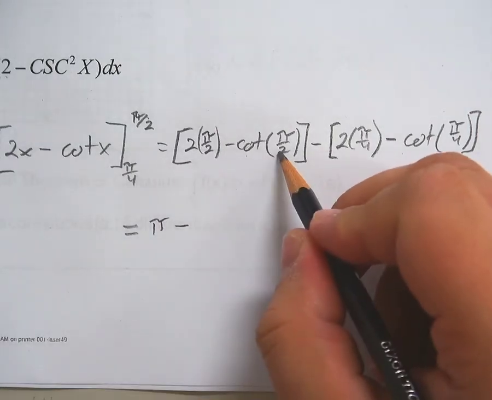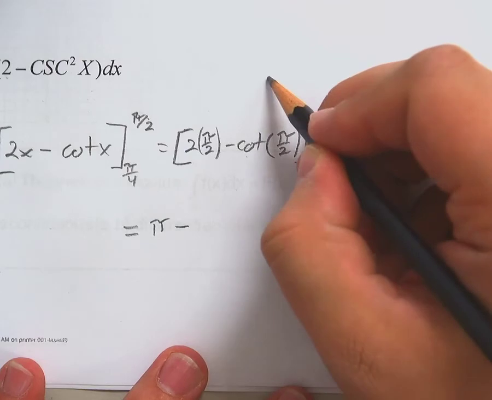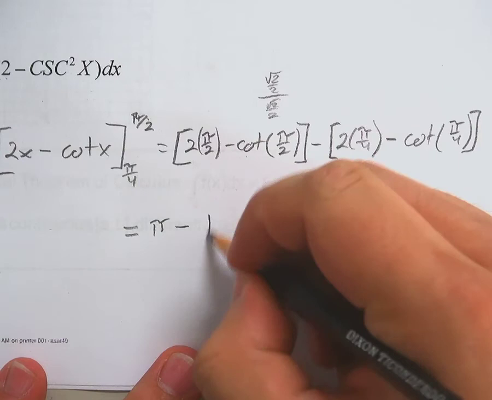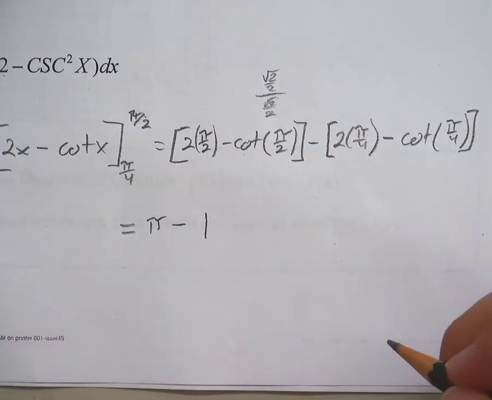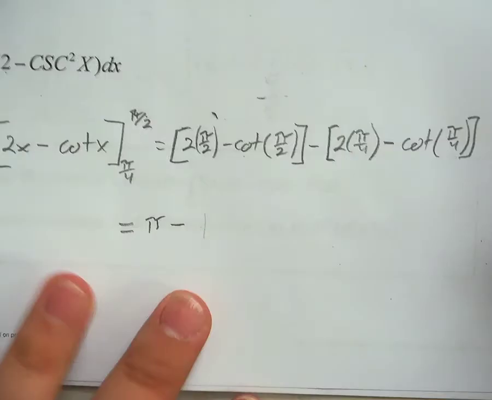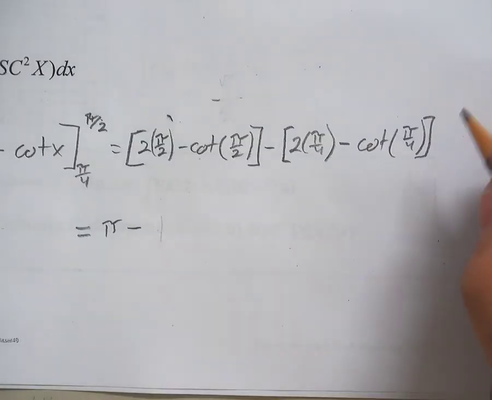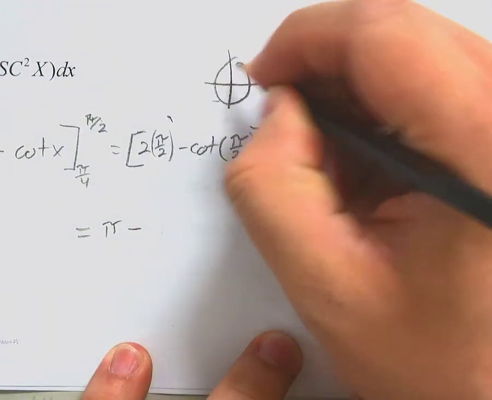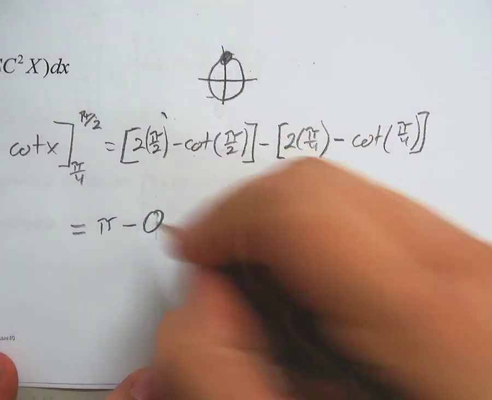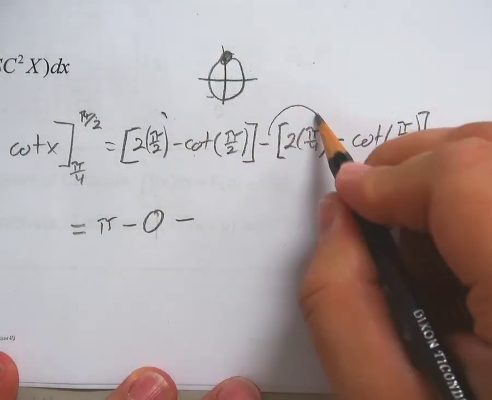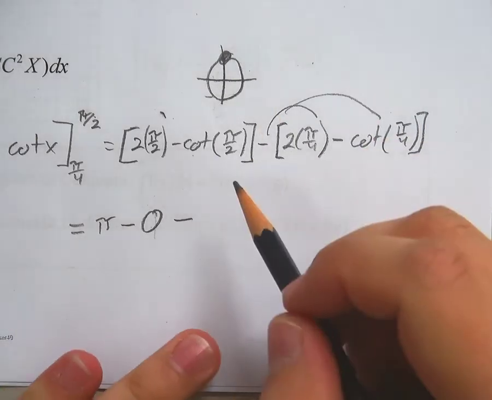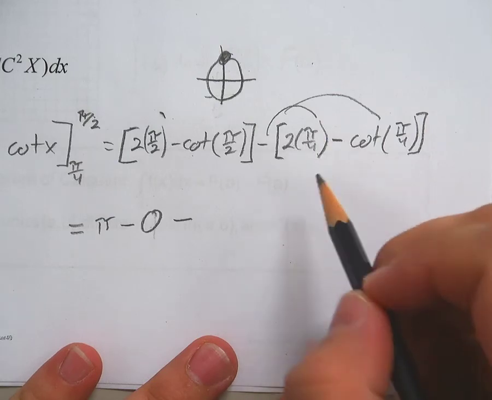The cotangent at pi over 2, if you remember, this guy would be x over y, which is square root of 2 over 2 over square root of 2 over 2, which is 1. Right? No, that's pi over 4. Oh, goodness. Pi over 2 is up here. X over y is 0 there. Remember to distribute your negative sign here and here. All right, so we have minus, let's see, we got 2 times pi over 4 is pi over 2.